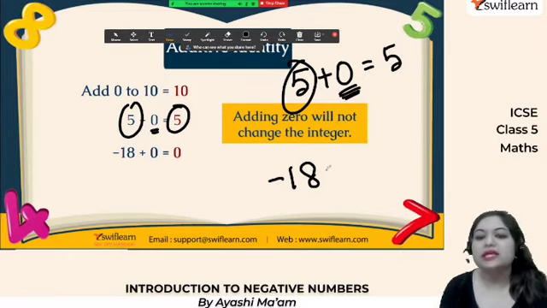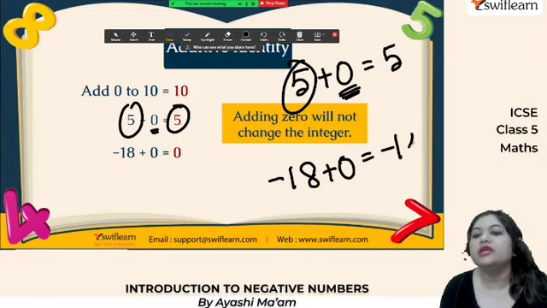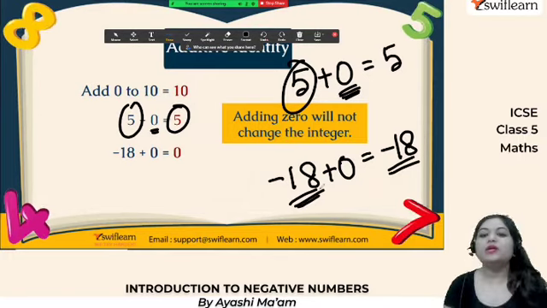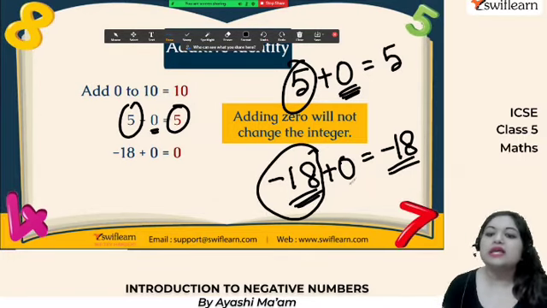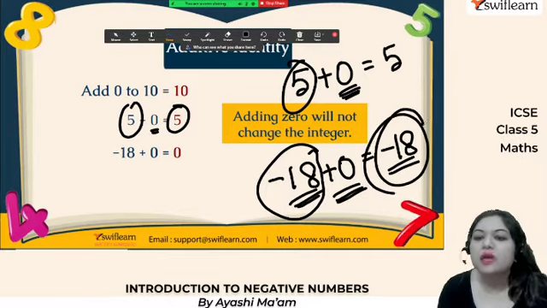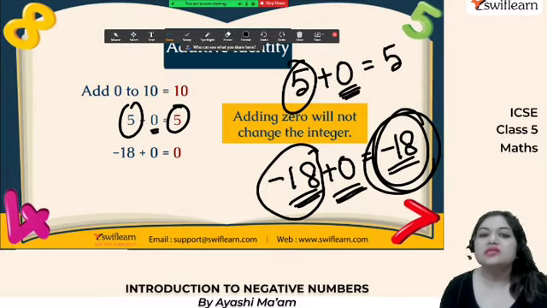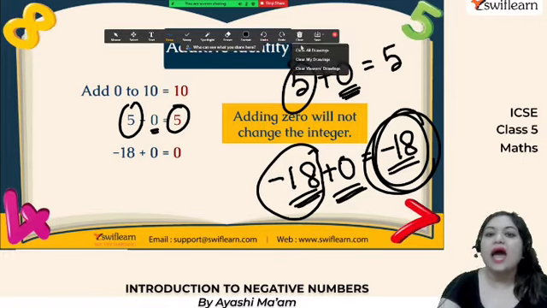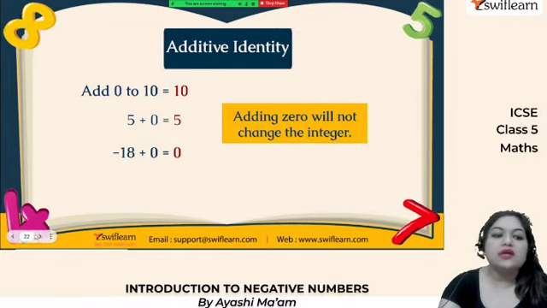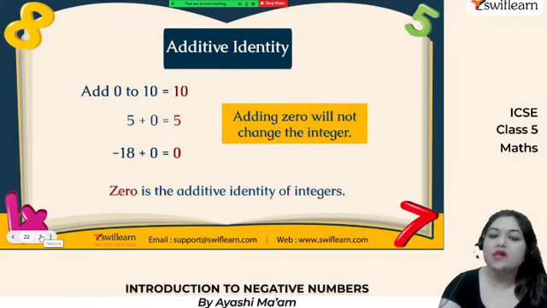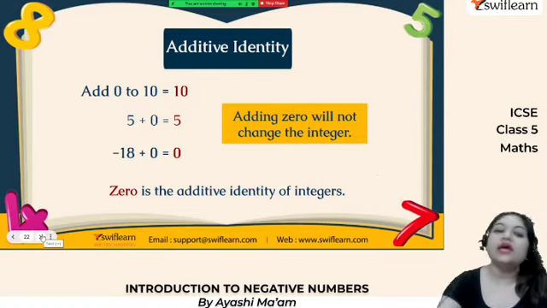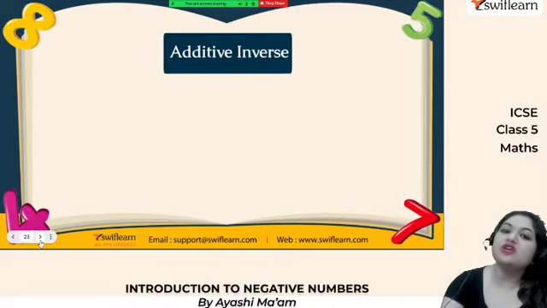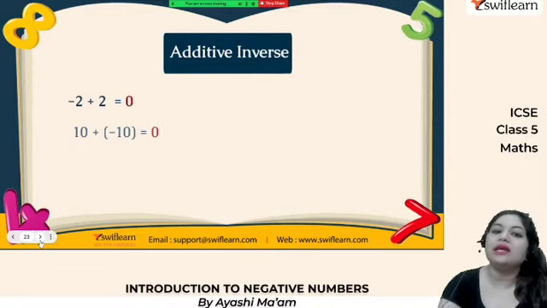Suppose we have minus 18. To this also, if you add a 0, you will get minus 18 only. That means the integer is not changing at all. The integer was minus 18. Even after adding 0, it is remaining as minus 18, right? This is the reason why we call 0 the additive identity. So 0 is the additive identity, because even if you add 0 to any integer, positive or negative, the integer does not change. The integer remains as it is. We get back the integer.